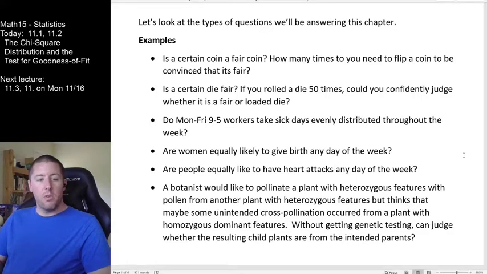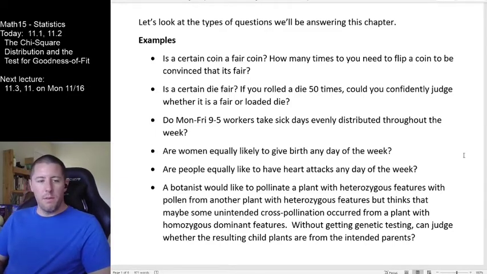So maybe if a researcher is intending to cross two heterozygous plants, then they would expect to see different outcomes than if there was a plant with a heterozygous feature crossed with a homozygous dominant feature plant. And so what we're wondering here is, just based on looking at the features of the children plants, can we verify that the correct combination of parents was actually achieved in the pollination? Or can we perhaps determine that there was some unintended cross-pollination from a plant that did not have the desired phenotypes that we were looking to pollinate with right here?